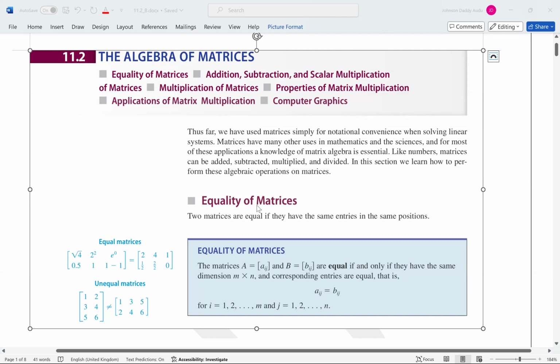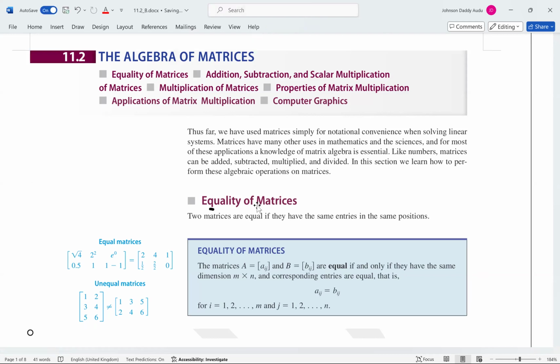Hello, viewers. Welcome back. 11.2, it's about algebra of matrices. So the first thing we will start here is discussing what you mean by equality of matrices.